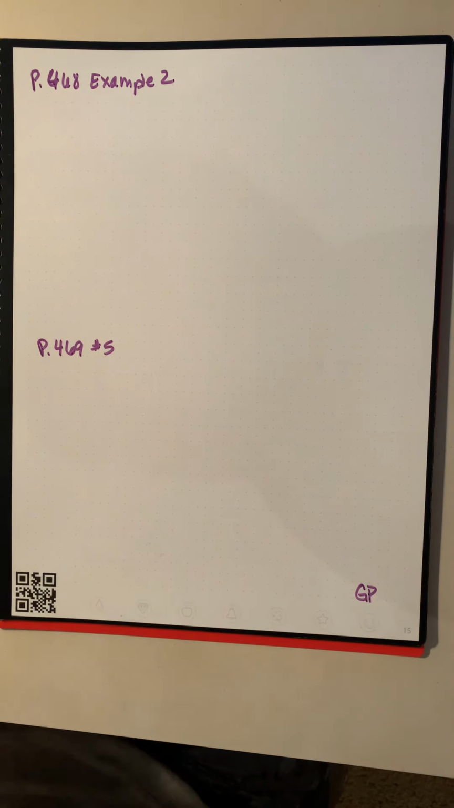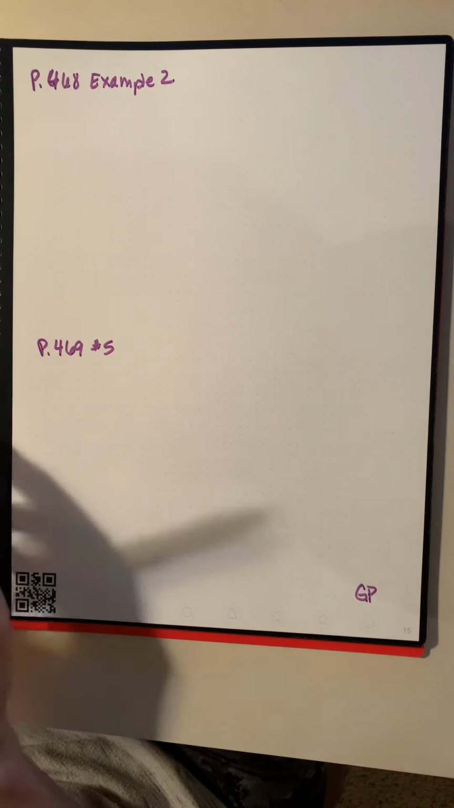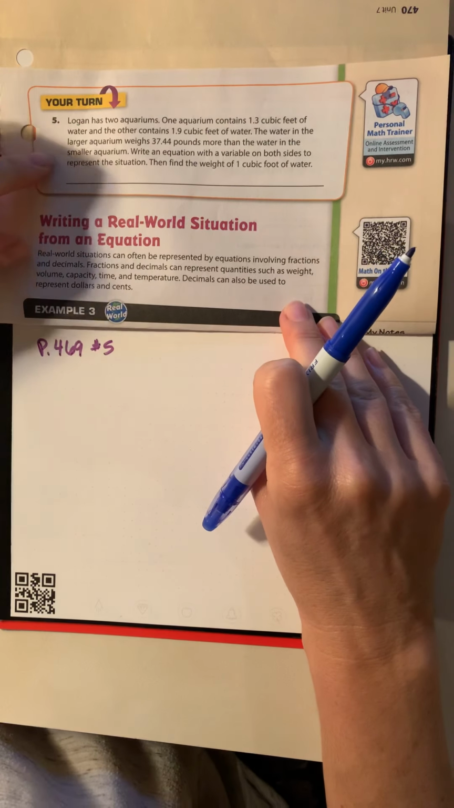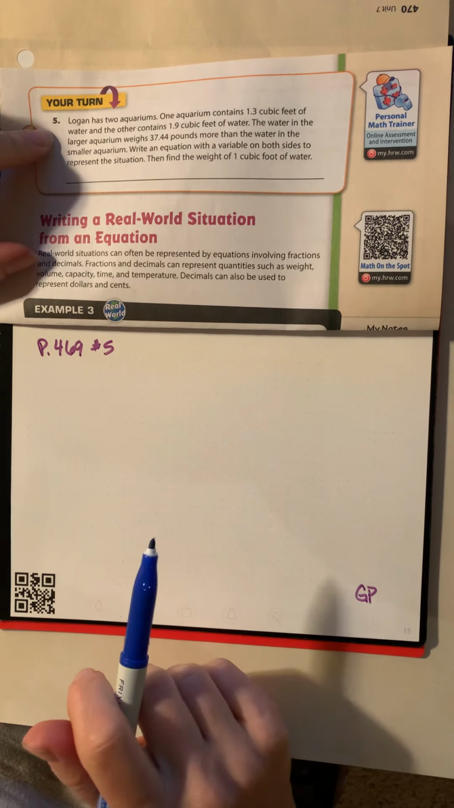All right, so let's flip over to 469. Make sure I've got mine here. 469 is talking about the 2 aquariums that Logan has, okay? In fact, I'll just fold this paper up and put it up here so we can take a closer look at it, okay? So this is in your book. I know this is super small to see on the video, so just open up your book.